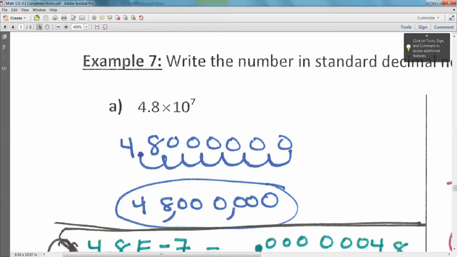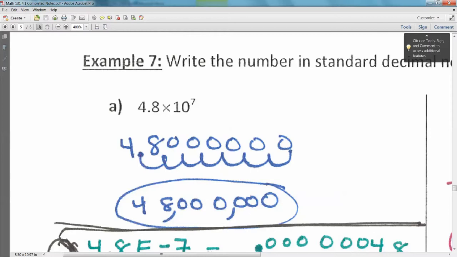So 1, 2, 3, 4, 5, 6, 7. And the decimal point becomes here at the end of that last zero. And then you put zeros in everywhere else. So there was an 8 on that first swoop, and then 0, 0, 0, 0. You're basically marking your places, right, with each of those swoops, which makes 48 million.